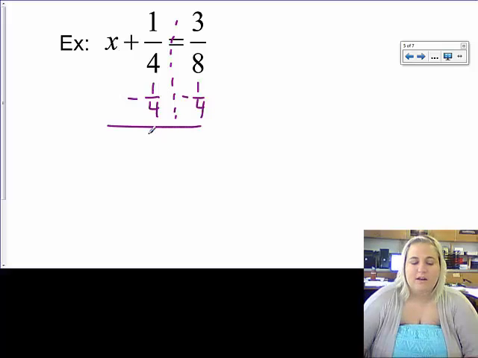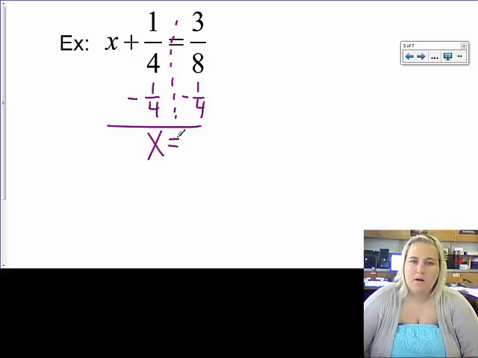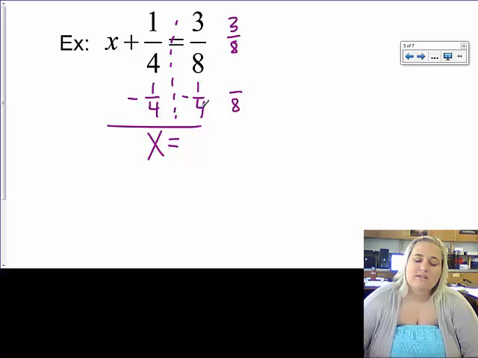So my x comes down, my equal sign comes down. And I can't do the subtraction right now because I don't have a common denominator. So between 8 and 4, a common denominator would be 8. So I have 3/8, and I'm still subtracting. I have to have something over 8 here. 4 goes into 8 2 times. 2 times 1 is 2.